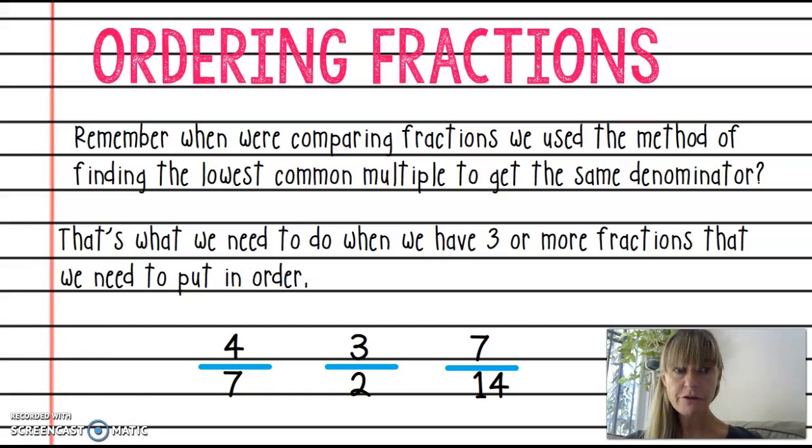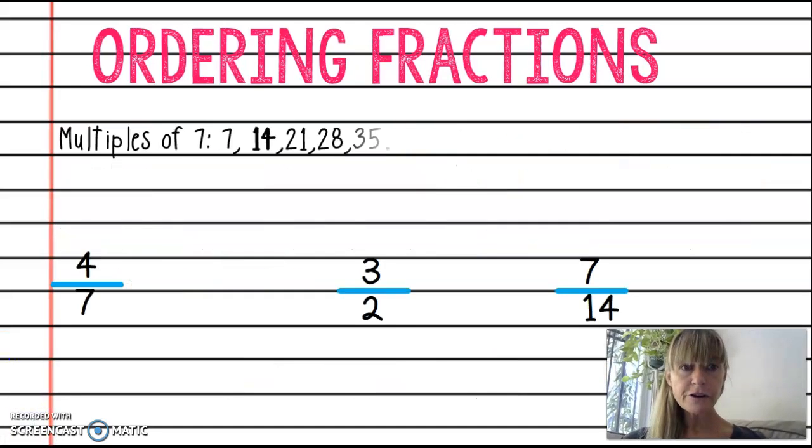It's 4 over 7, 3 over 2, and 7 over 14. So the first step we need to do is find the multiples of 7. They are 7, 14, 21, 28, 35, and so on, because the multiples of 7 continue.